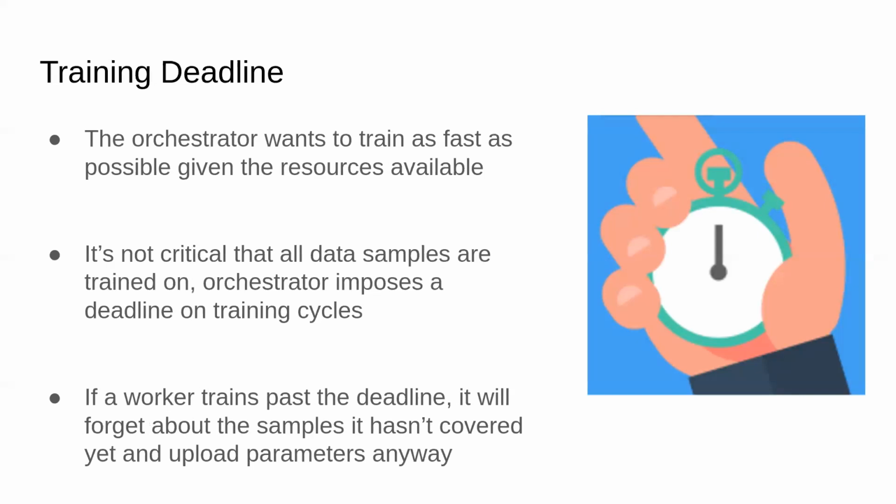The orchestrator wants to train its neural networks as fast as possible given the resources available, but it's not critical that all data samples that get allocated get trained on. And so for each one of those cycles of 3 steps, the orchestrator will impose a deadline. And if a worker trains past this deadline, it'll forget about the samples that it hasn't covered yet and will upload its partially trained parameters anyway.